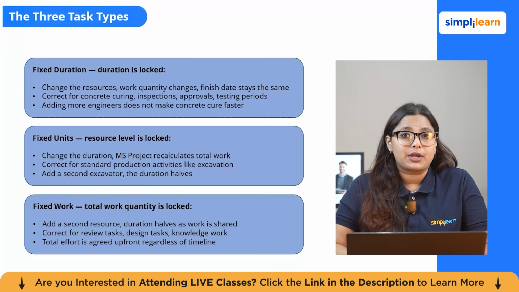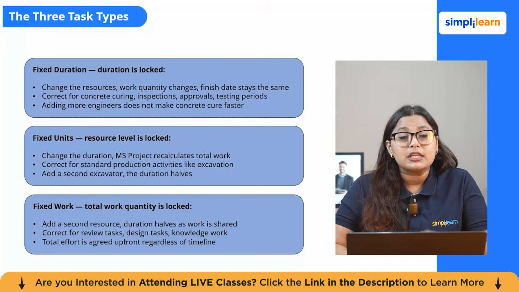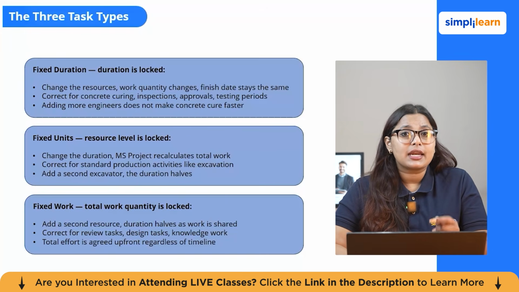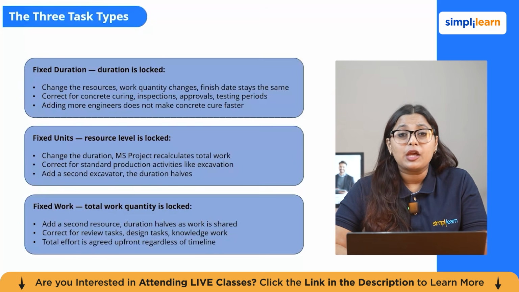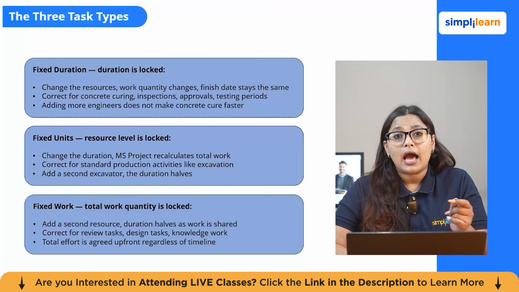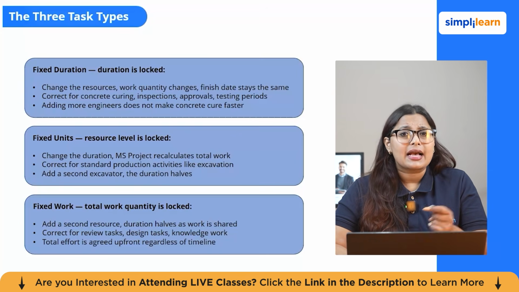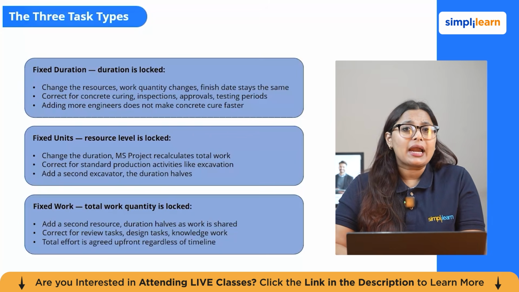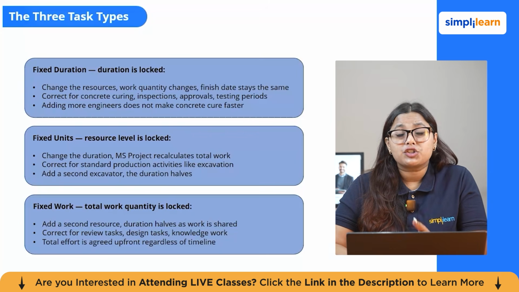Then we have fixed unit, which means the resource level is locked. If you change the duration, MS Project will recalculate the total working hours. If you want more duration, more work gets done. This is the correct type for standard production activity where adding more resources actually shortens the duration. Excavation is a good example. If you add a second excavator, the duration halves.